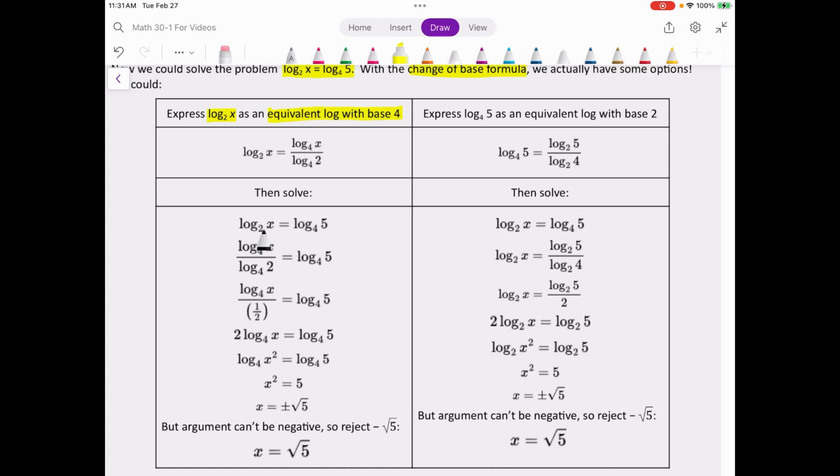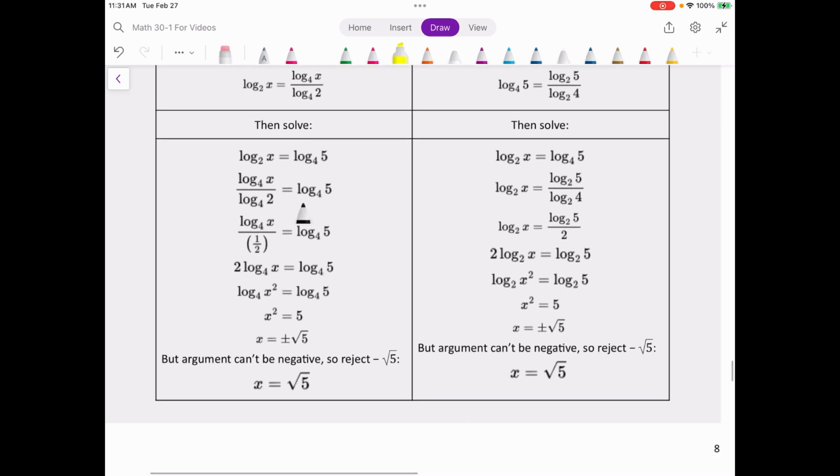But if I rewrite this as log base 4 of x over log base 4 of 2, that is now all in terms of log base 4s, right? And now I just need to solve for x. So log base 4 of 2 is actually just 1/2 because 4 to the power of 1/2 equals 2, right? The square root of 4 equals 2. So I'm dividing by 1/2. That's the same as multiplying by 2 over 1. So 2 log base 4 of x equals log base 4 of 5. And then log base 4 of x squared equals log base 4 of 5.